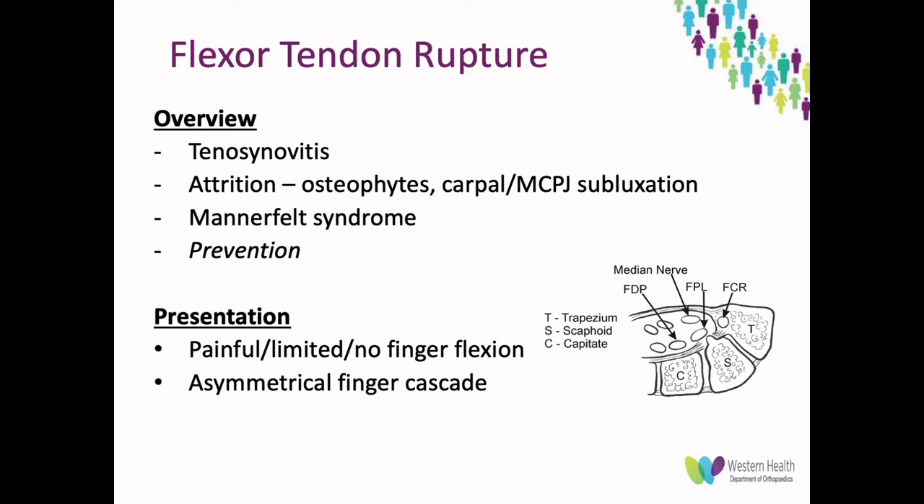So the causes for flexor tendon rupture are similar to that of extensor tendons, also looking at things like volar carpal subluxation and volar subluxation of the metacarpophalangeal joints and osteophytes in the carpal tunnel. FPL is most commonly affected in the flexor tendons. So Mannerfelt lesion or syndrome is when this is due to abrasion on a volarly displaced scaphoid. And prevention is really essential, as treatment has a guarded prognosis and is less effective than repair or reconstruction of extensor tendons.